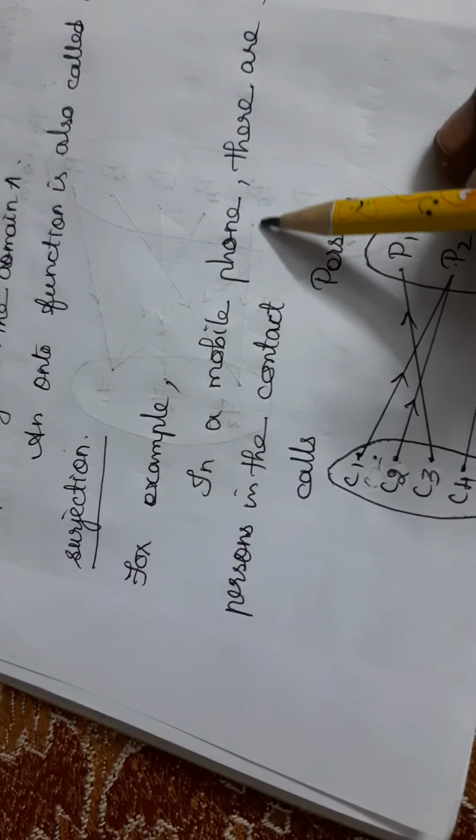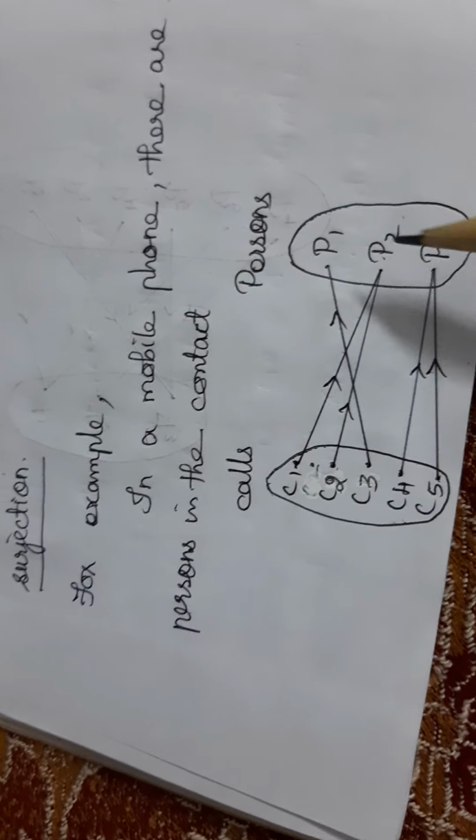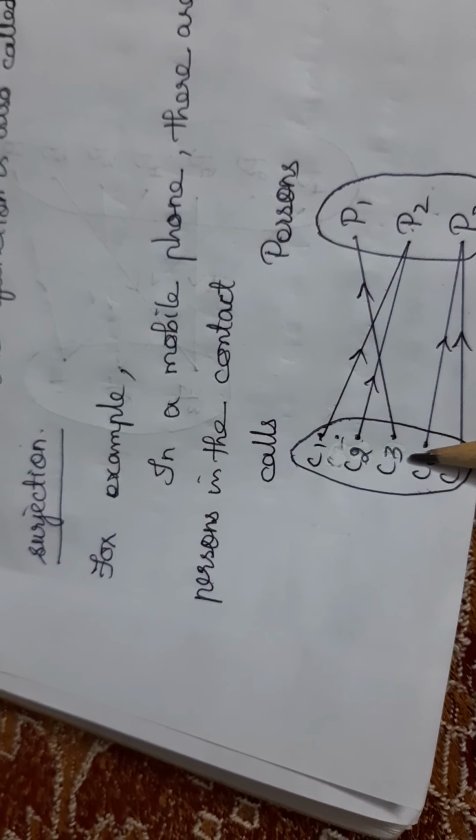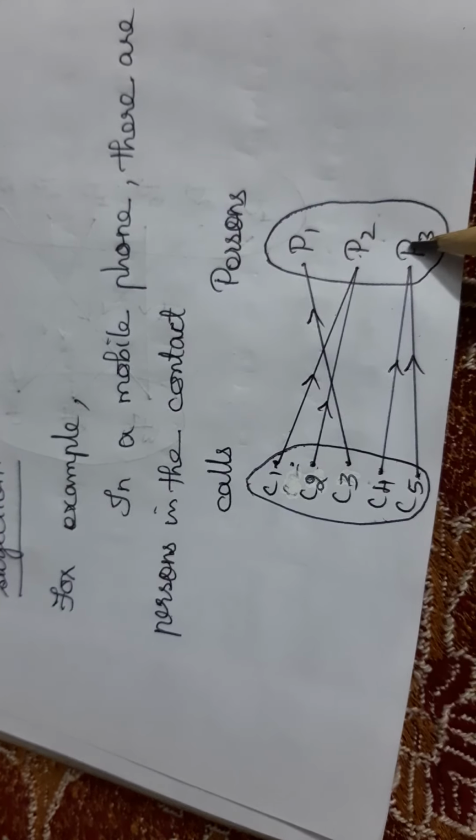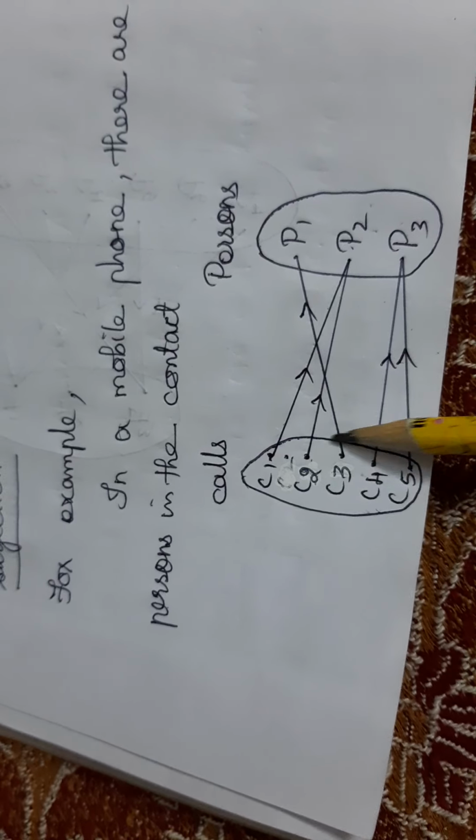It is the meaning. So for example, in a mobile phone, there are 3 persons in the contact. There are 3 persons in the contact. The calls like this.